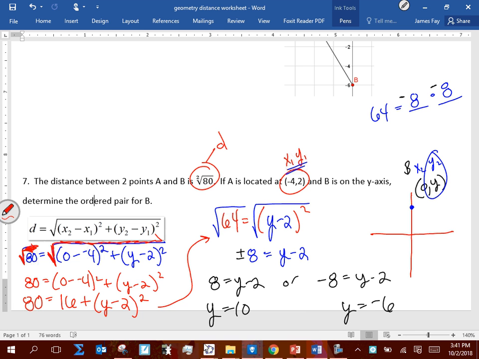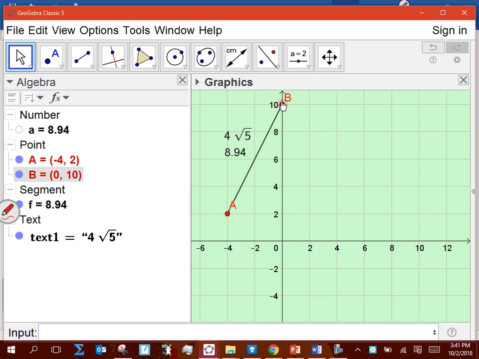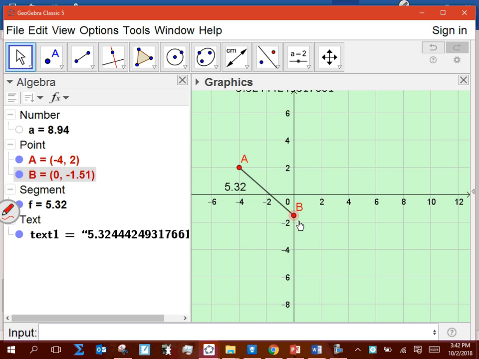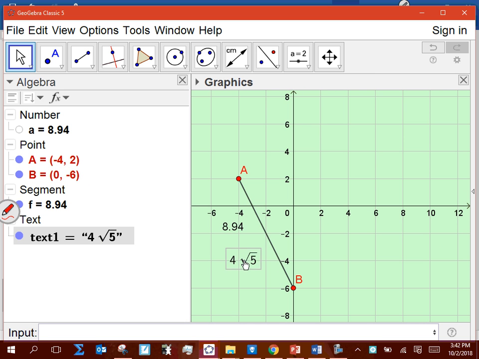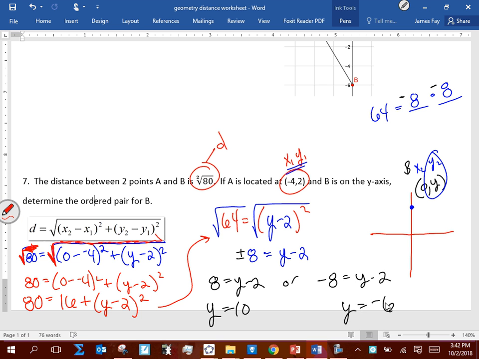Okay, but there's nothing that says that we cannot go, nothing said we had to go vertical, had to go up. Because if B is down here, we can still stretch A to B to be 8.94 there, and you see again 4 radical 5 or radical 80 as that length, and that negative 6, 0, negative 6 there, that negative 6 was found inside our algebra again right here. So we have 2 ordered pairs that could be potential points for B. It could be 0, 10 or 0, negative 6.